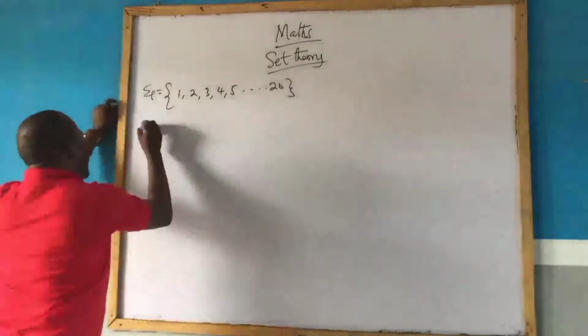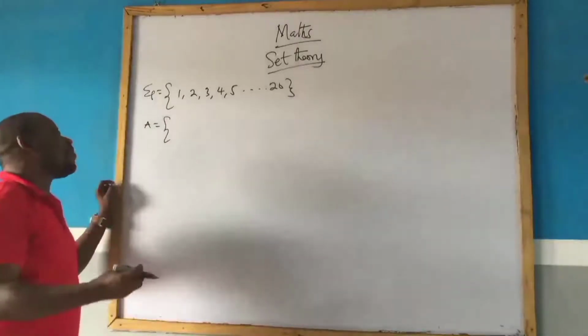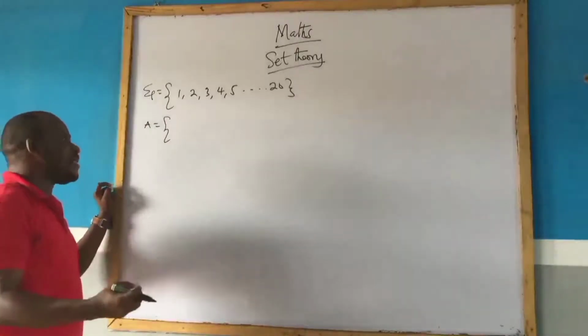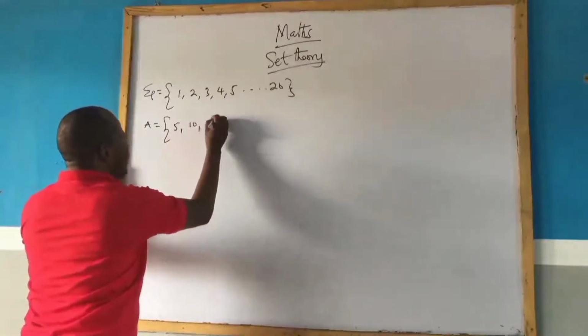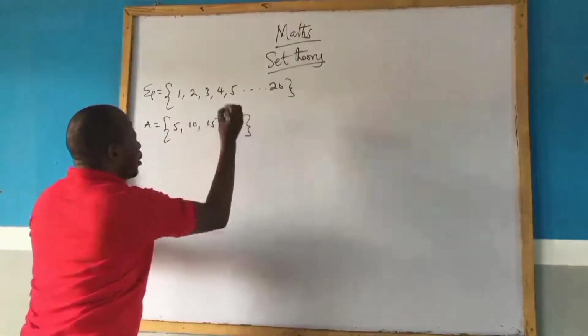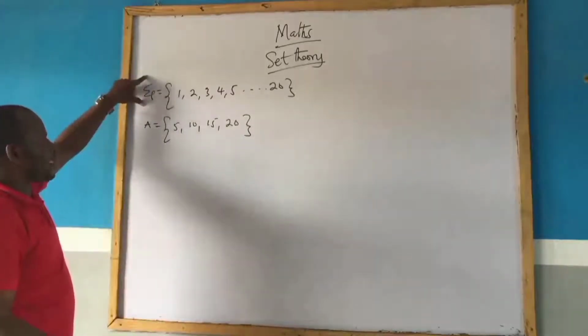Then they said A is multiples of 5. Now, multiples of 5 means numbers that are divisible by 5. So you have 5, 10, 15, 20. Those are the multiples of 5 that are in this universal set.